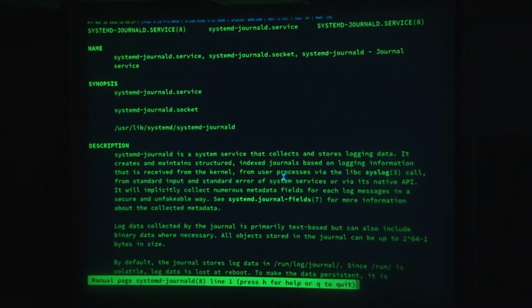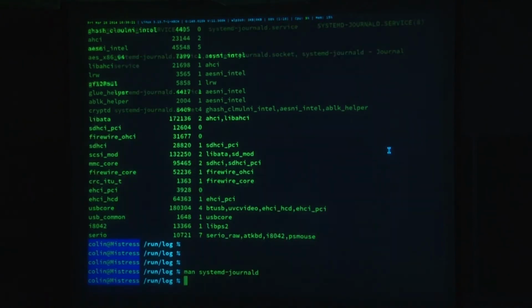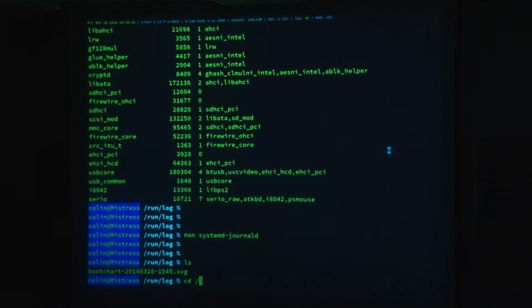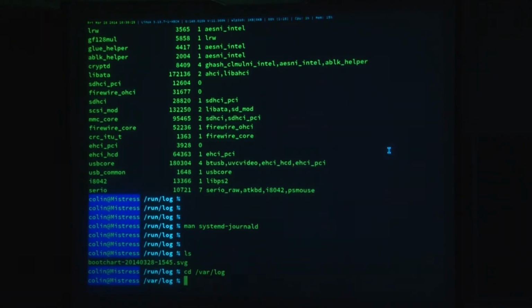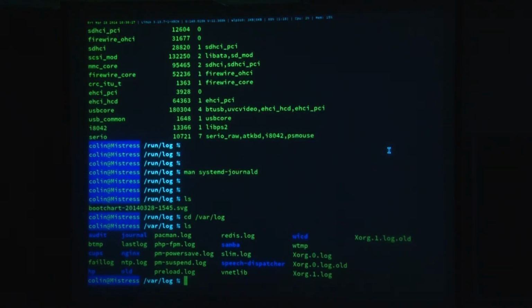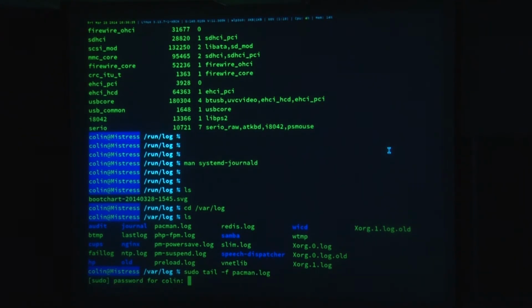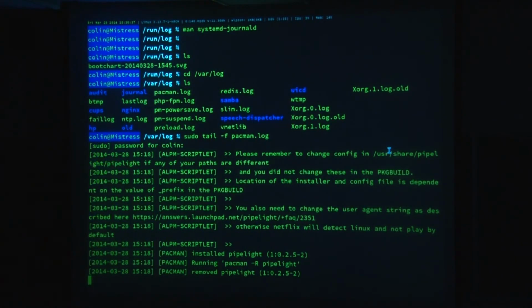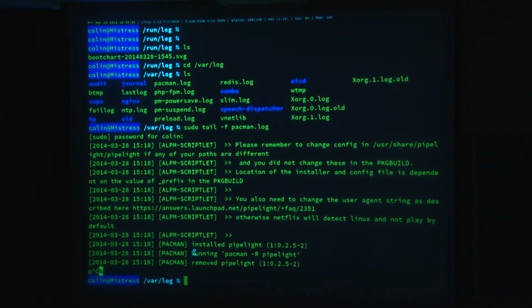It's a service, it runs, it collects and stores logging data. For a very long time, Linux had this habit, or idiom, something like that, where everything would be stored in /var/log. And so you still see some stuff here. Like if you want to look at the things I've done with Pacman, you can look in pacman.log, and it will dump a bunch of stuff. Looks like I was messing around with Pipelight recently, mainly because I broke it in a very annoying way.